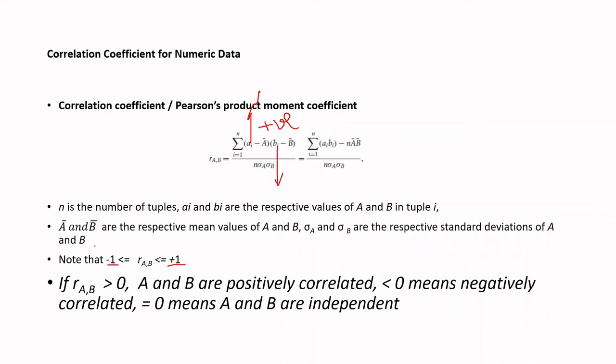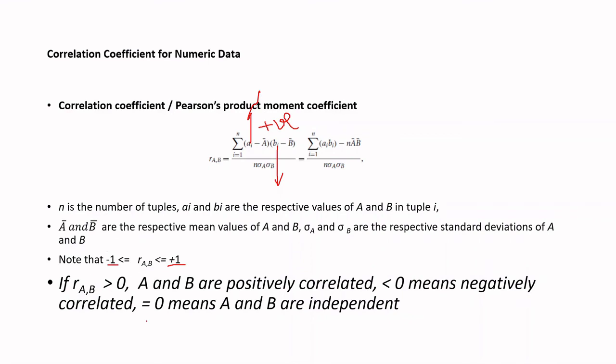So that is negatively correlated. A and B are negatively correlated. When both of them increase together, then you can say it is positively correlated and you'll have a correlation coefficient which is positive. Otherwise, when one increases and the other decreases, then they are negatively correlated and you'll have a value which is less than 0 or close to -1.